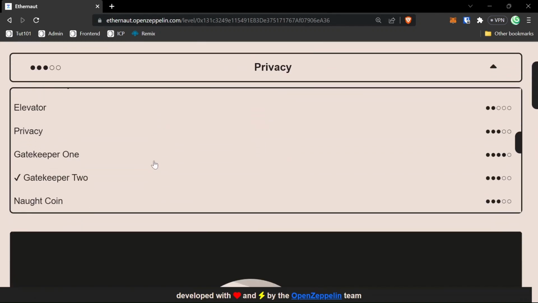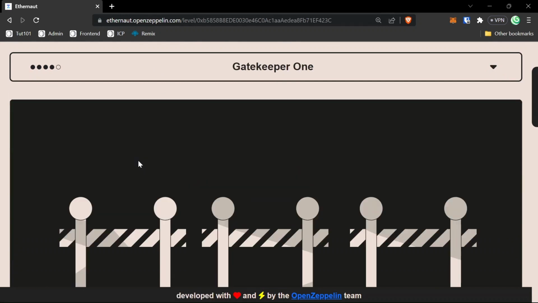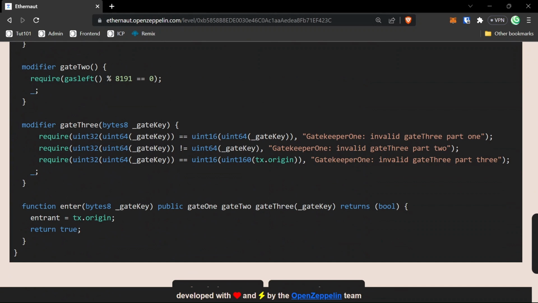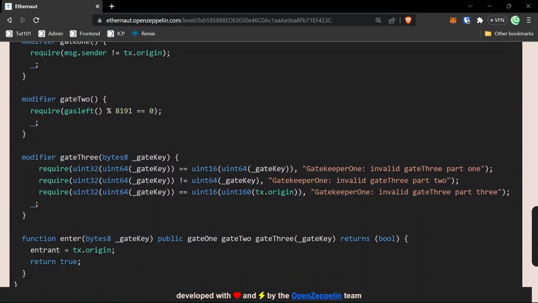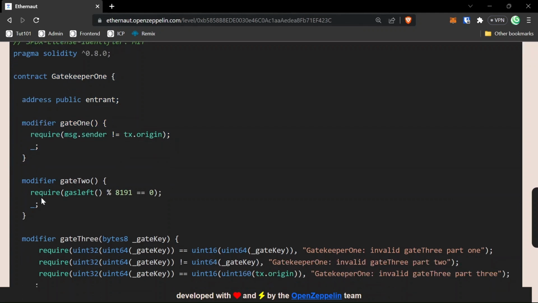The next challenge is going to be Gatekeeper 1. The structure of Gatekeeper is that there is this function, and to enter this function, we need to get through three gates. The first one is very simple because we already know the difference between the msg.sender and the tx.origin. We can easily bypass this modifier using a contract.